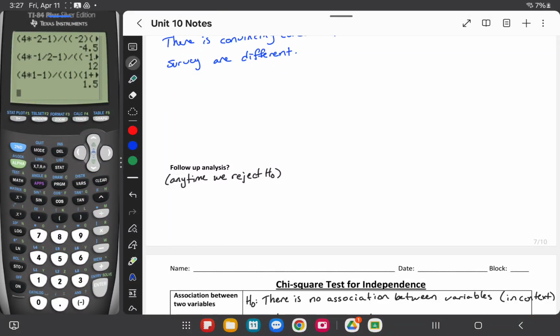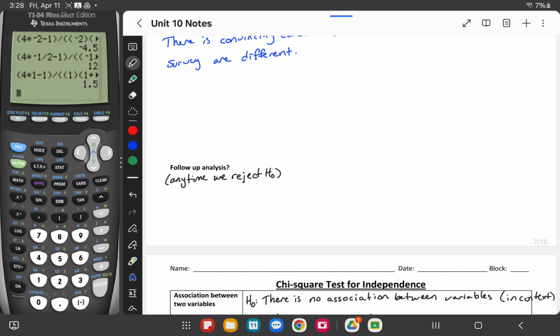Alright guys, I need to clear up a previous error that was in the notes about how to do a follow-up analysis for chi-squared test for both homogeneity and independence. So let's talk about how to do those. First of all, follow-up analysis, that's still the same. We do that anytime we reject our null hypothesis, but what we need to talk about is how to do that for those other types of tests.